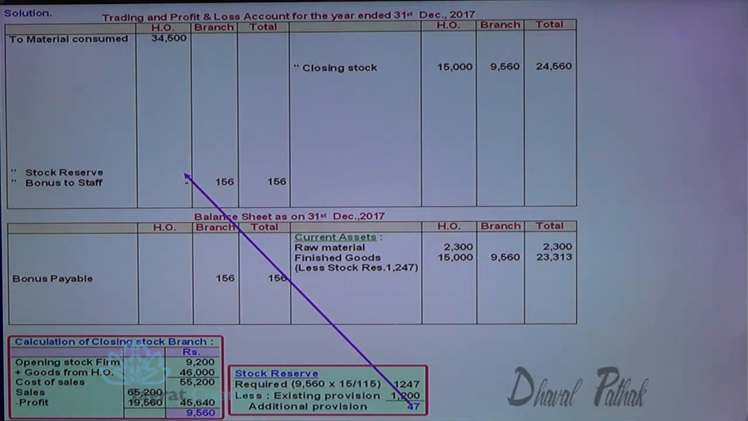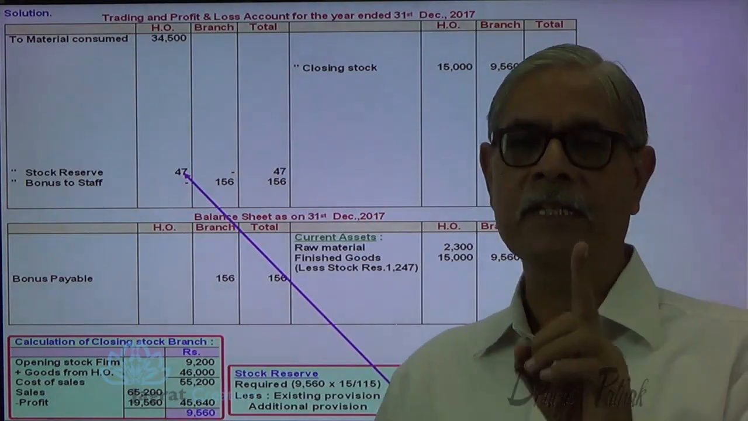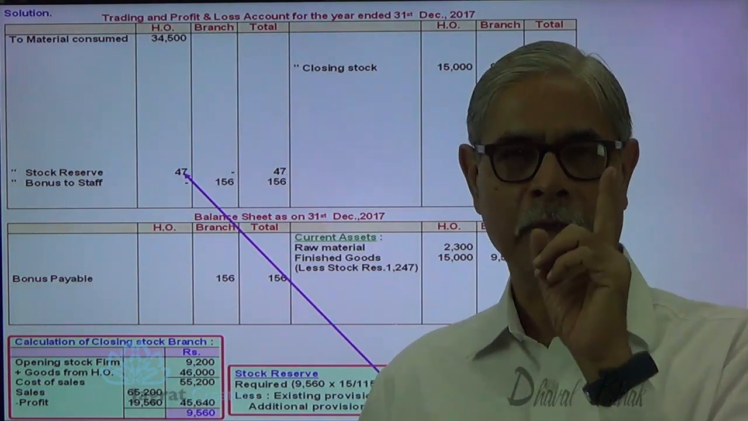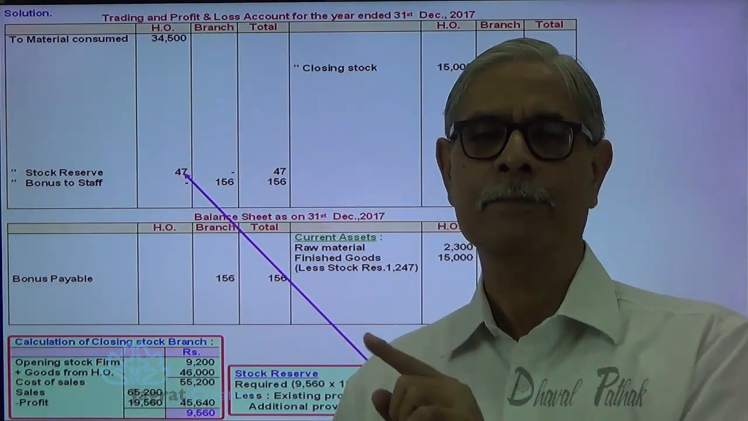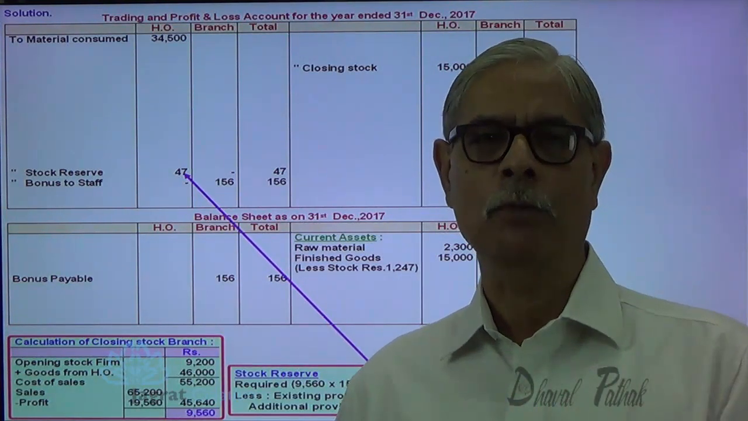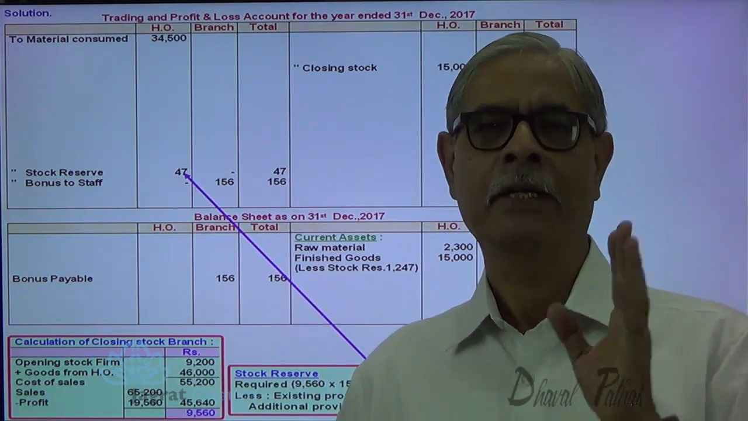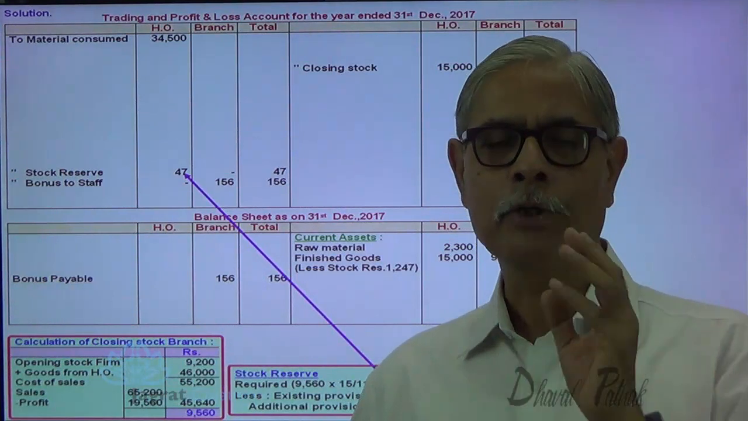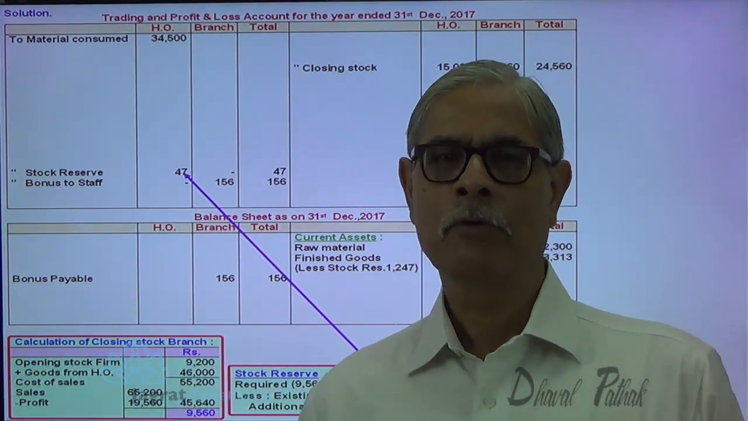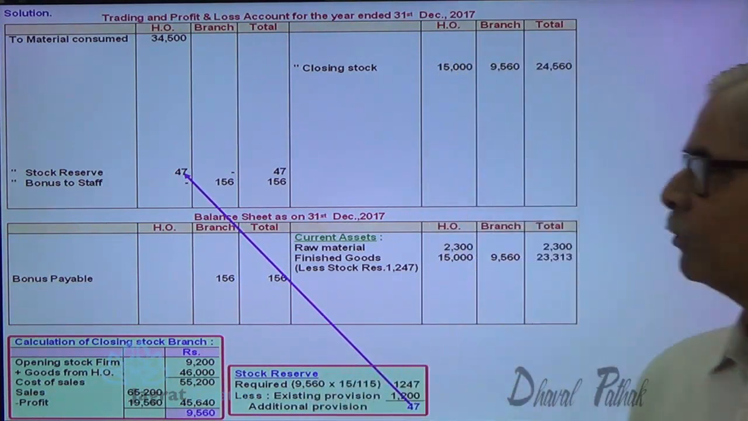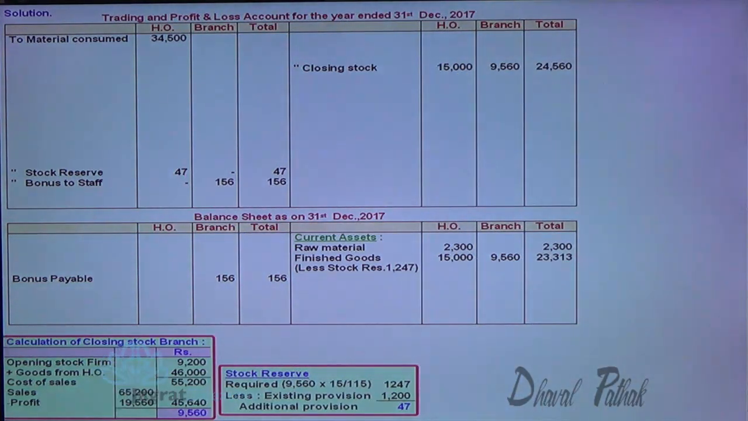And the additional provision required, the stock provision is always created in the profit and loss account of head office, because in stock the unrealized profit is from the point of view of the head office, or even if the branch and head office has got a combined legal entity, so 47 is to be debited to the HO account for creating additional stock reserve over and above 1200 existing in the trial balance.